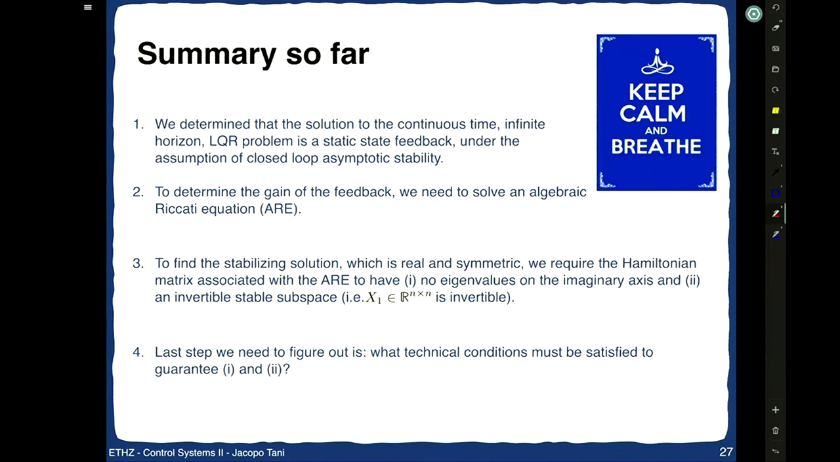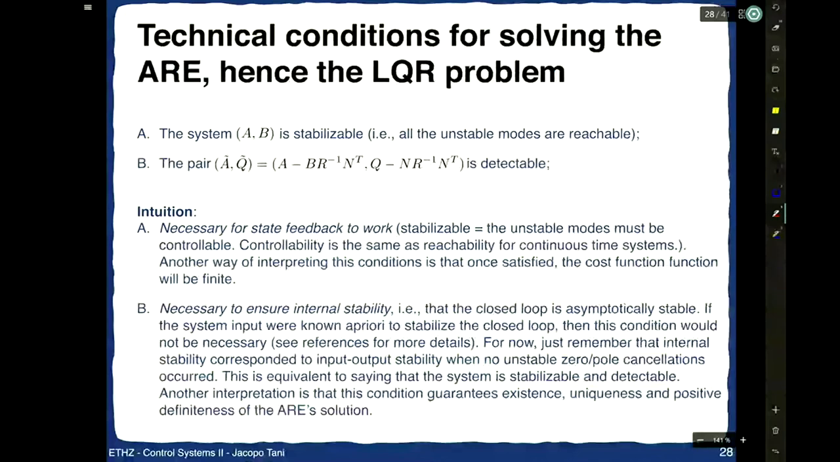So the last step we really need to do is find an easy way to derive technical properties on the system itself or on the weights that we choose, such that we automatically satisfy these two conditions. So we don't have to worry about going and finding this Hamiltonian matrix and checking stuff. So I'll spare you the actual proof, but the conditions that show up are two. And one is pretty obvious.